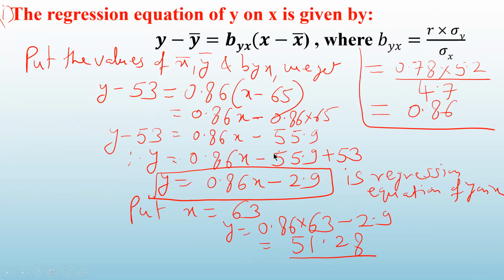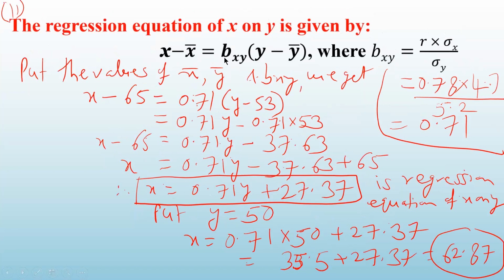So the sign will change. And then you do everything using the calculator. Put only y on the left and the rest of the terms on the right side. So this will give you the regression equation of y on x. The value of y depends on x. Then you put the value of x and find the value of y. So x was given as 63. We have put the value of x here as 63 and got the value of y.